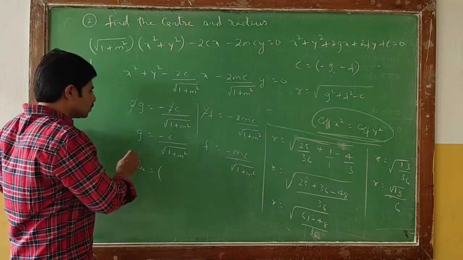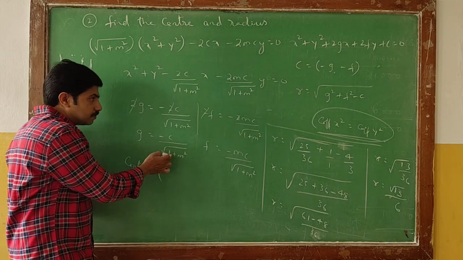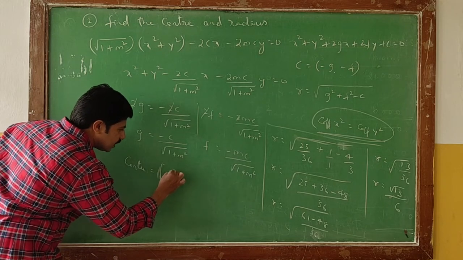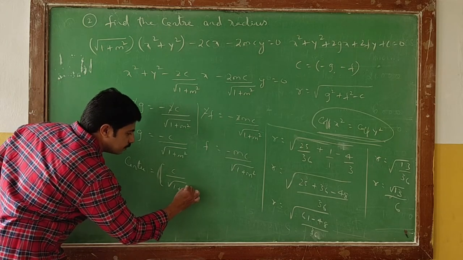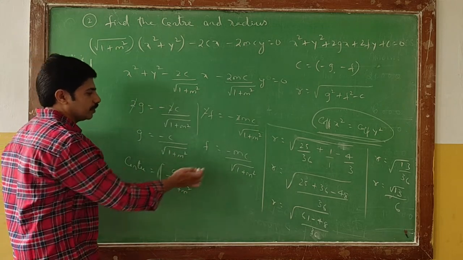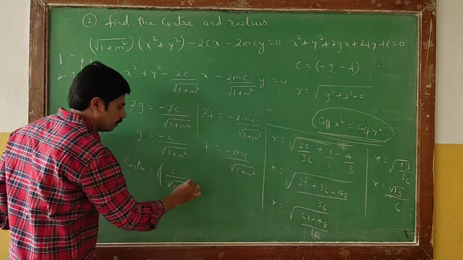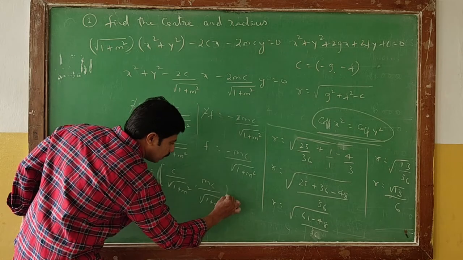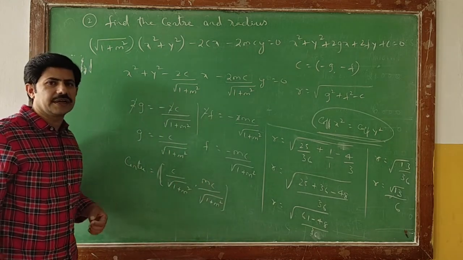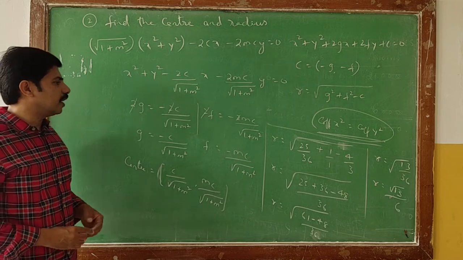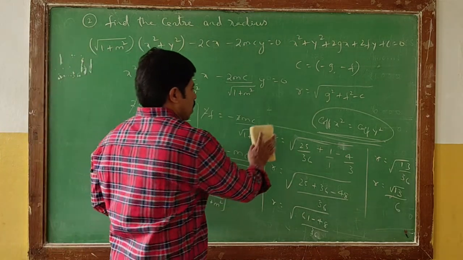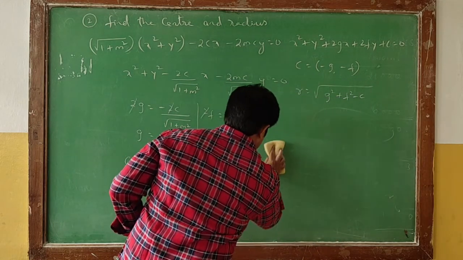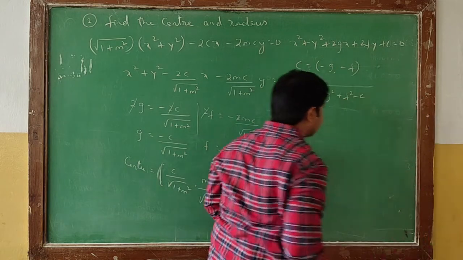I am substituting now. So g value is minus c by under root of 1 plus m square. Substituting here, this will become c by under root of 1 plus m square comma, and I am substituting the f value here, minus into minus is plus. So we get mc by under root of 1 plus m square. So this is the center. Okay. Now after the center, we have to find out the radius.